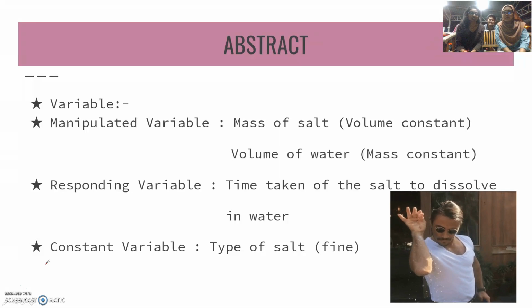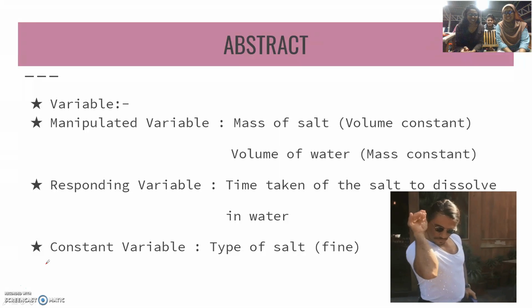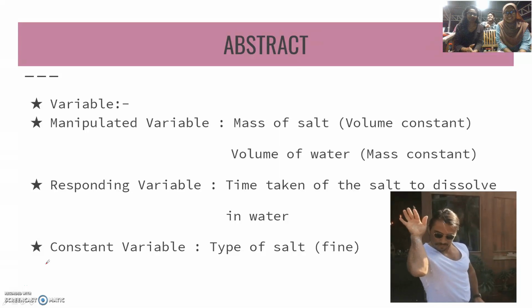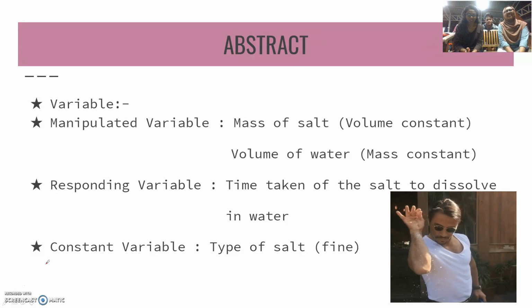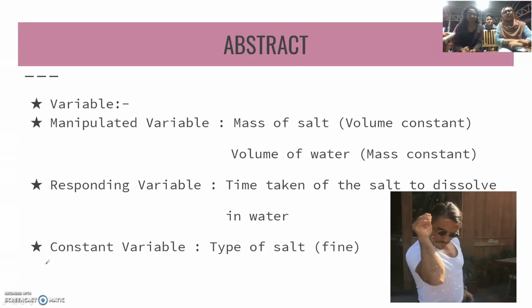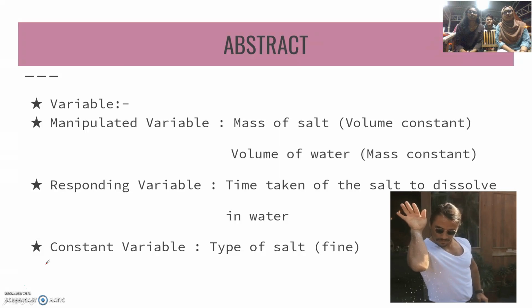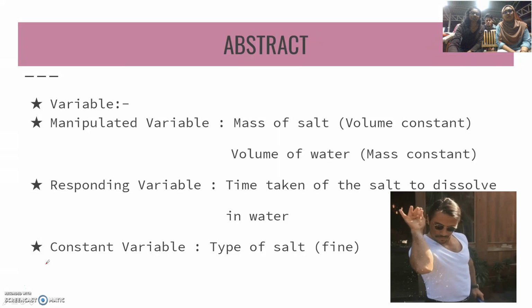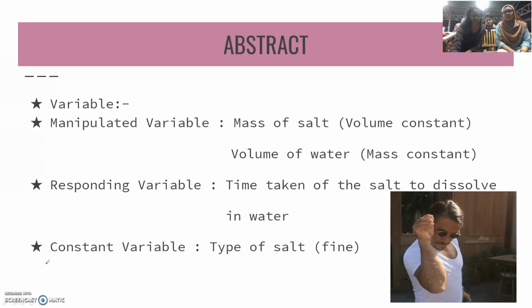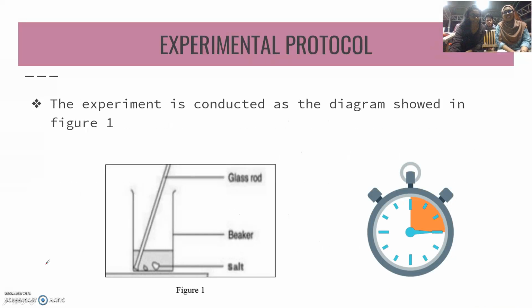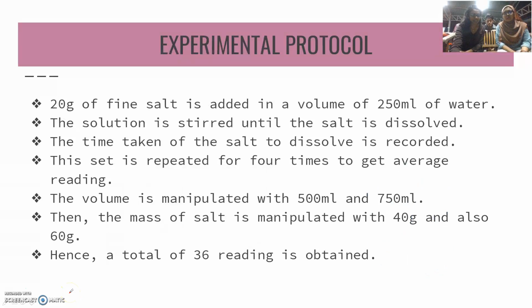Okay, so for our variables, the manipulated variables will be the mass of salt and volume of water. The responding variable is obviously the time taken for salt to dissolve in water, and the constant will be the type of salt, which is fine salt. And okay, so basically, as we see in the diagram, this is how we conduct our experiment.